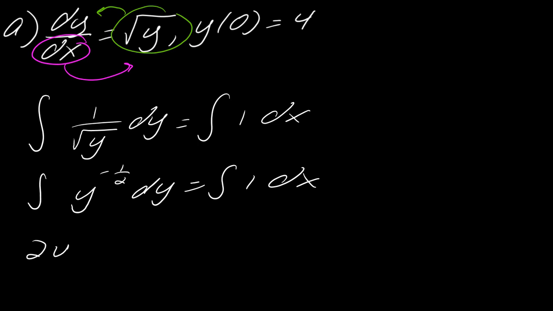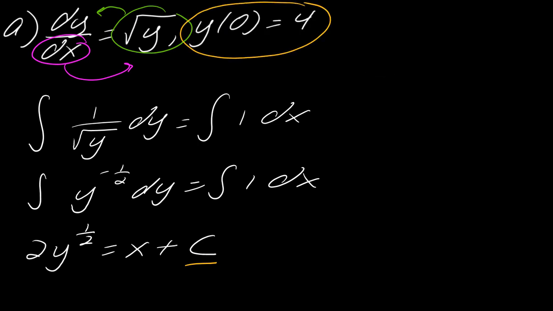So this is 2y to the 1/2 equals x plus c. It's just kind of the general habit that we put the plus c on the x side, and you only need the one c. And now I have to figure out what c is. I figure out this c by using this initial value condition. This is actually telling me everything that I need to know. It's telling me to plug in 0 for x, and for the y's plug in 4.